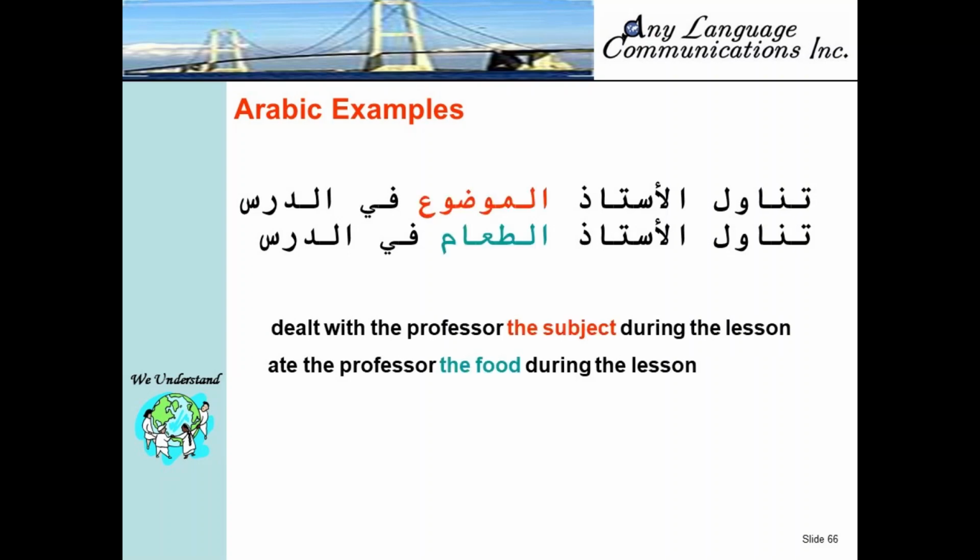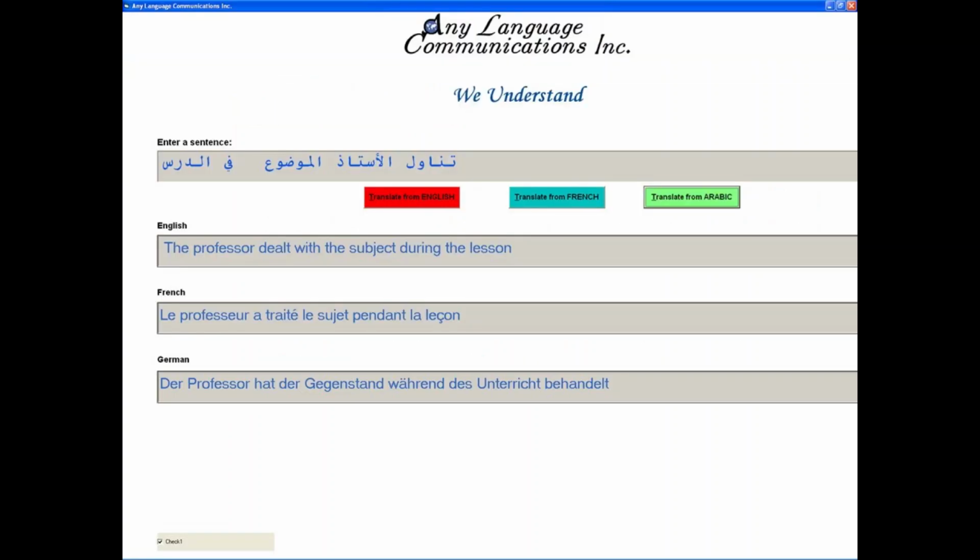As you can see, these 2 sentences are identical, except the first one has the subject, while the second one has the food. But when translated, the first word in the first sentence is dealt with, while it translates to ate in the second sentence. And sure enough, the professor dealt with the subject. And the professor ate the food.